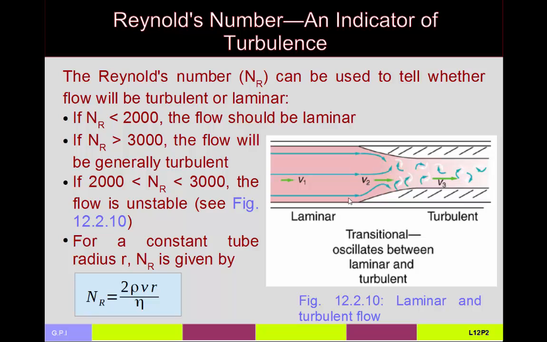So right here is where we see some transitioning from laminar to turbulent flow, this region with V2. In the region with V1, the Reynolds number must be less than 2000. It's pretty laminar. And over here at V3, there's a lot of turbulence, and so the Reynolds number must be larger than 3000. You can calculate the Reynolds number based on the density of the fluid, the speed of the fluid, the radius of the tube that the fluid's flowing through, and the viscosity. It's given basically by this equation.